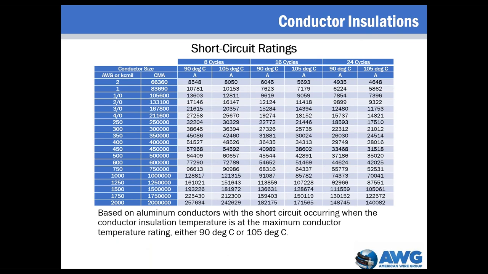This table shows the maximum short circuit current for both the 90 degree and 105 degree C rated insulations, for aluminum conductors, size 2 gauge to 2000 KC mil with a short circuit duration of 8, 16, and 24 cycles.